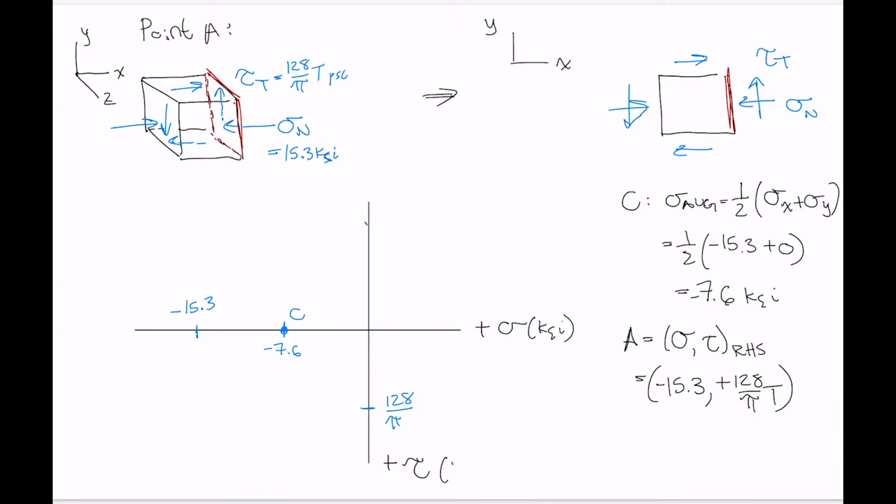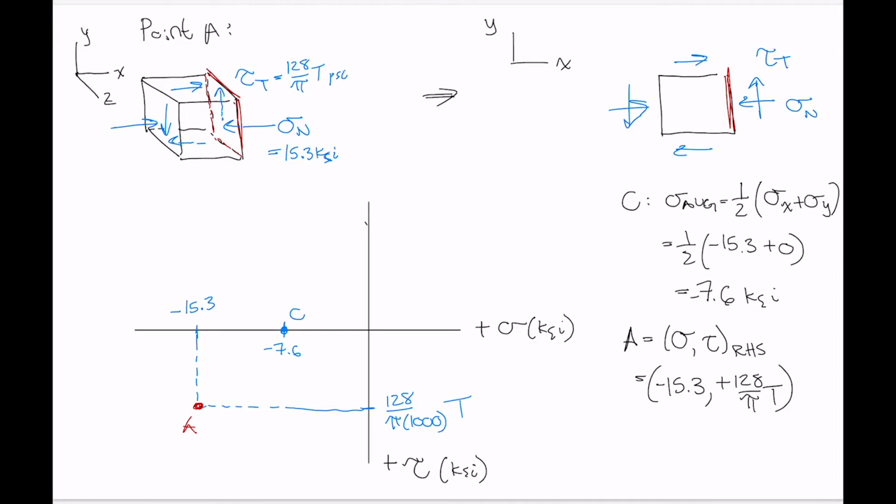If we want to plot tau in KSI as well, then we better put a 1000 there in the denominator to put it into units of KSI as well. So we can figure out where that point A is. It's going to be about there. Now let's try and draw that Mohr circle.